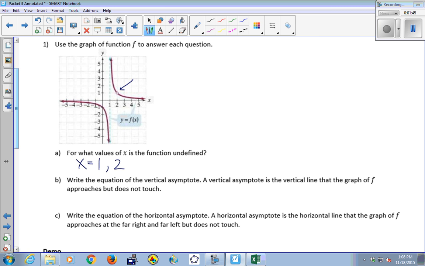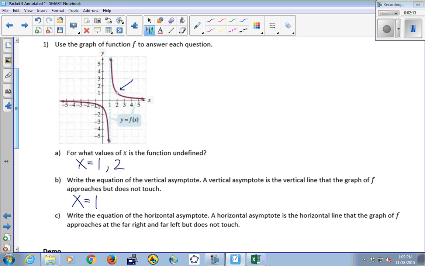All right, so what's the equation of the vertical asymptote? How do you write the equation for a vertical line at 1? Yeah, x equals 1. Every point on that line has an x coordinate of 1. It's (1, 0), (1, 1), (1, 2), (1, 3). So every point on that line has an x coordinate of 1, so that's its equation, x equals 1.